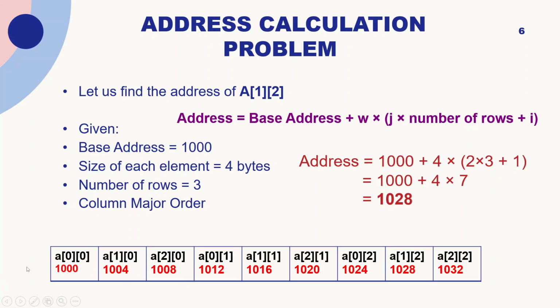Here, if you move column by column, you will see A[1][2] placed here. The base address is 1000. Increasing by 4 bytes each step, we get 1028, which is correct.